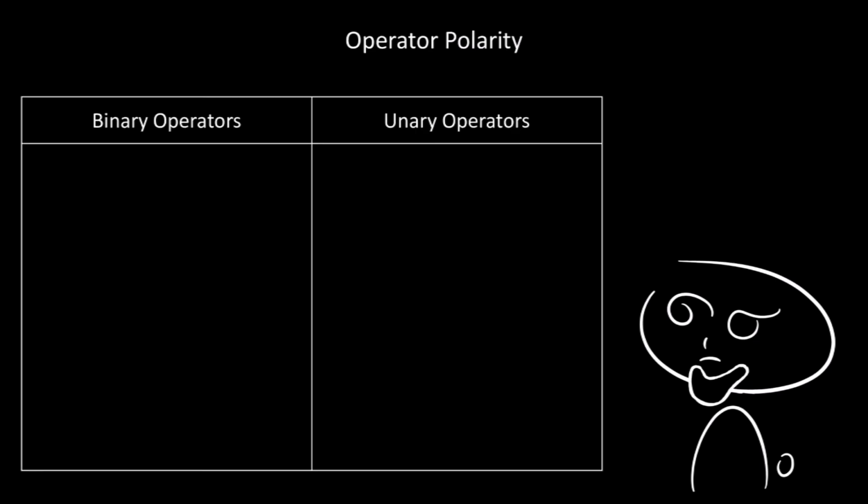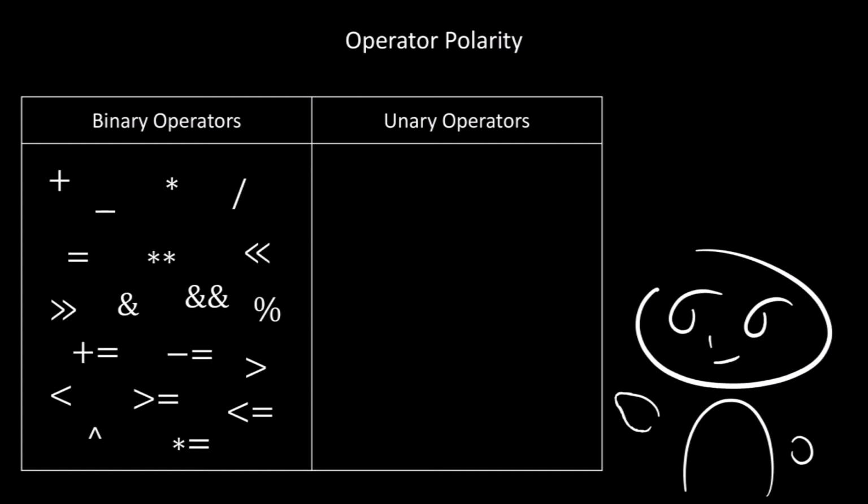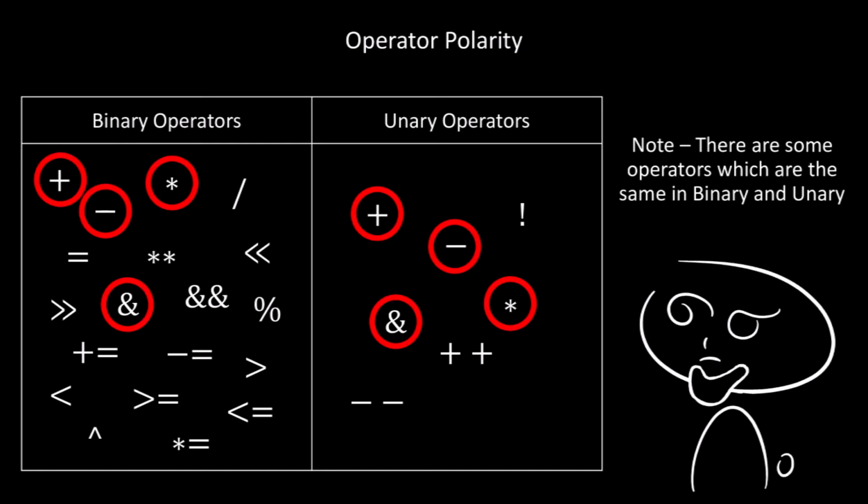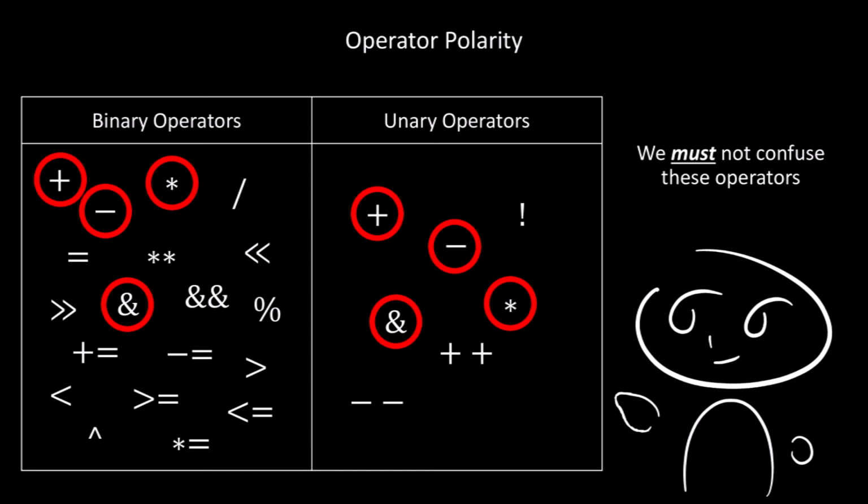So what we could do is create a table which describes the operator polarity for many of the common operators that you would find in maths equations. So we have the binary operators on the left and the unary operators on the right. Now note that within this table there are some operators which are in both categories, meaning they can be both binary and unary. We must not confuse these operators when we do reverse Polish.